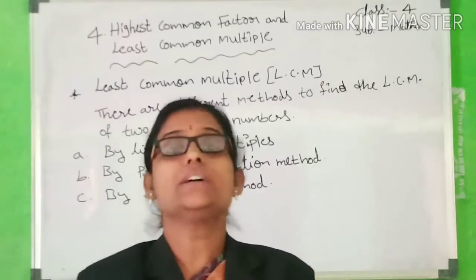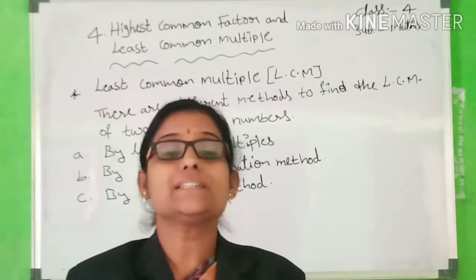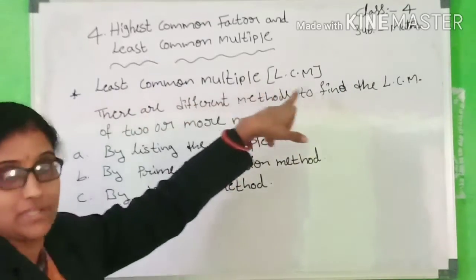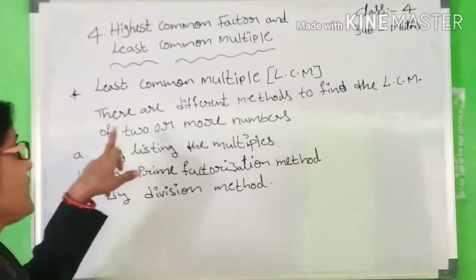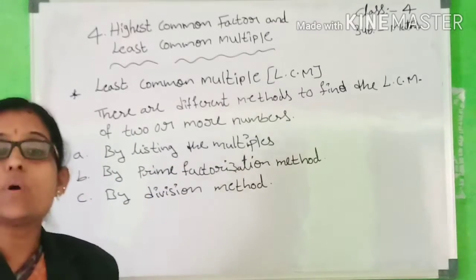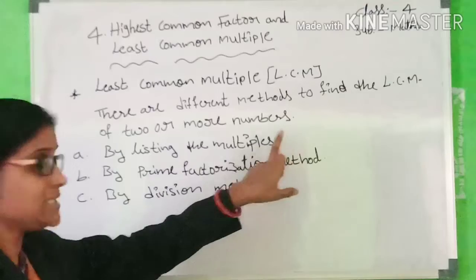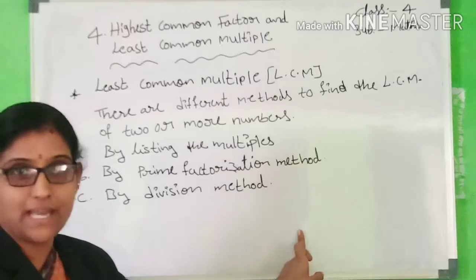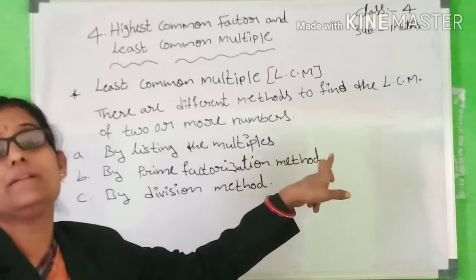And today we are going to learn least common multiple. What is the least common multiple? LCM. Least common multiple is LCM. There are different methods to find the LCM of two or more numbers. What are those methods? Listen here. By listing the multiples, by prime factorization method, and by division method. Today we are going to learn the listing the multiples method.